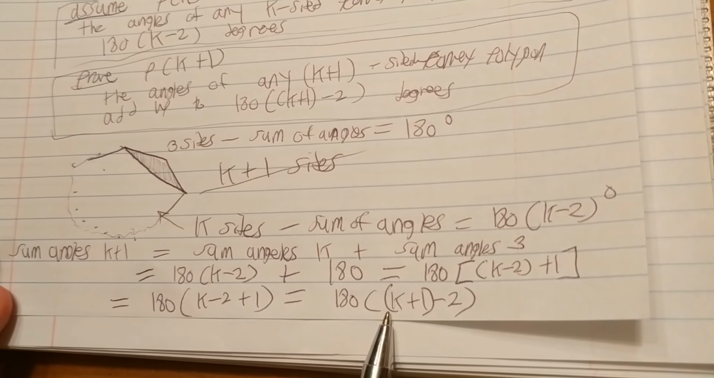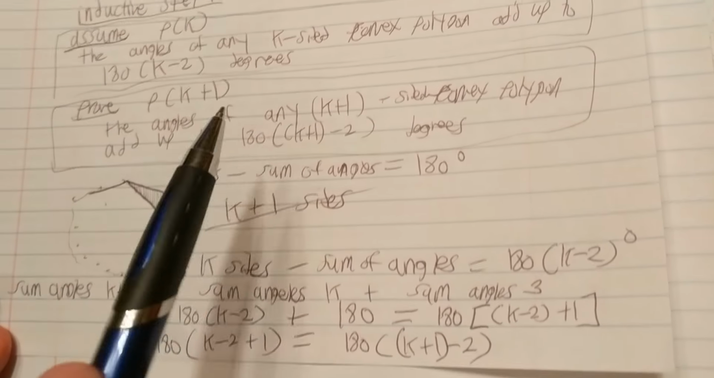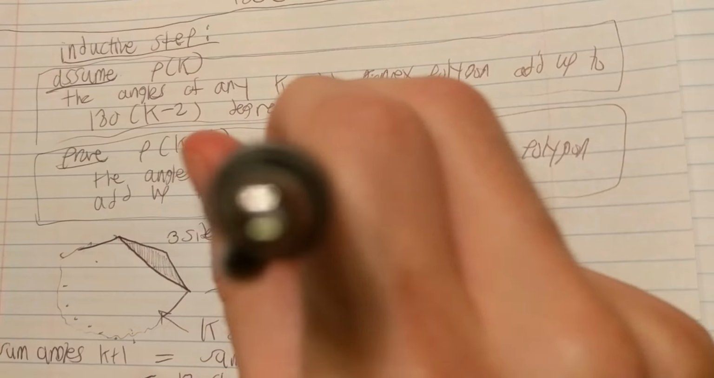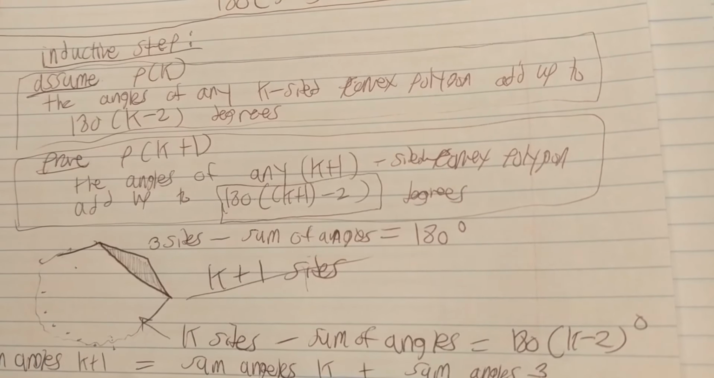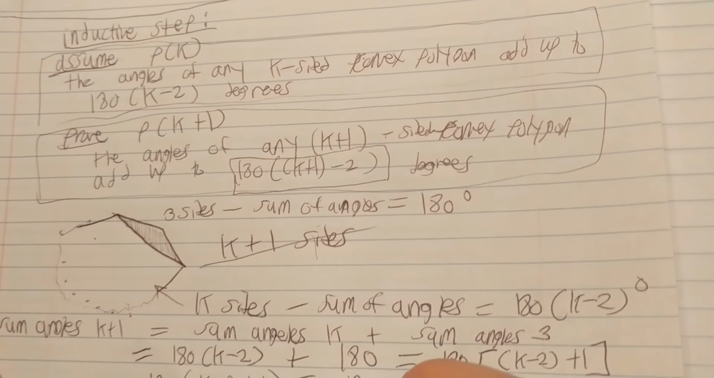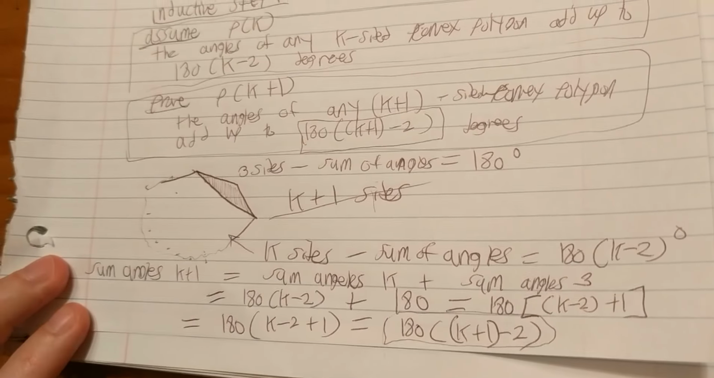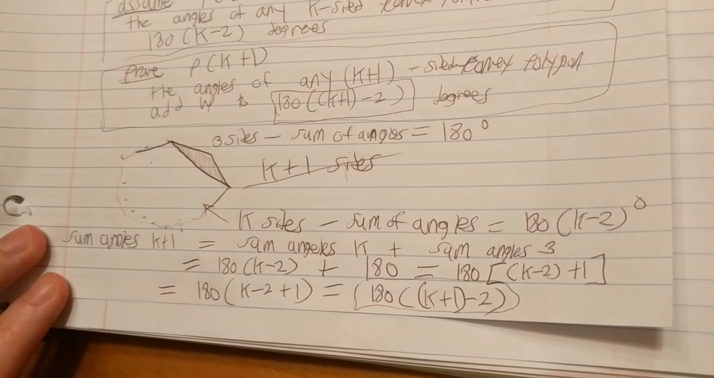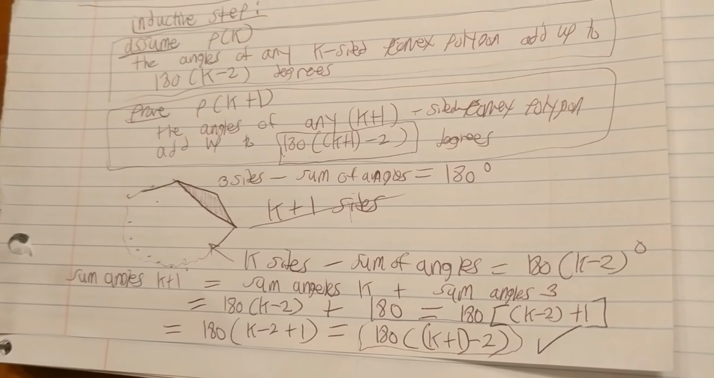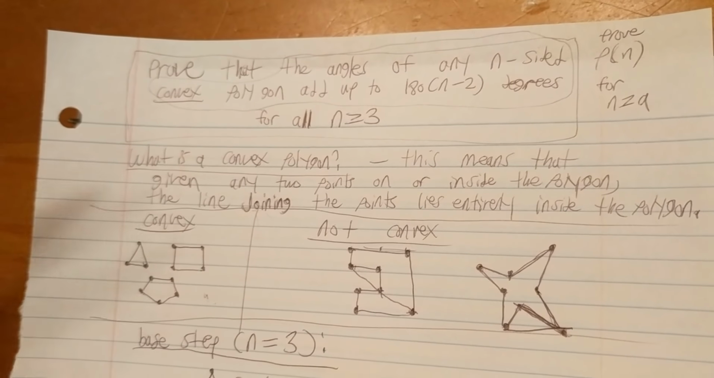So it's 180 times k plus 1 minus 2, which, if you look at what we're trying to prove, is what we're trying to prove. We want to prove that the sum of the angles in a k plus 1 sided convex polygon is equal to this many degrees. And if you look down here, that's exactly what we ended up with when we substituted the inductive hypothesis. So we proved the inductive step. So we proved the base step and the inductive step, which means we proved our original statement that the angles of any n-sided convex polygon add up to 180 times n minus 2 degrees for all n greater than or equal to 3.